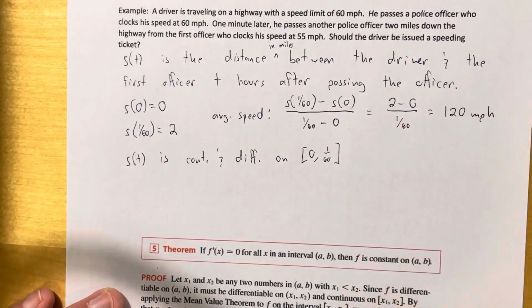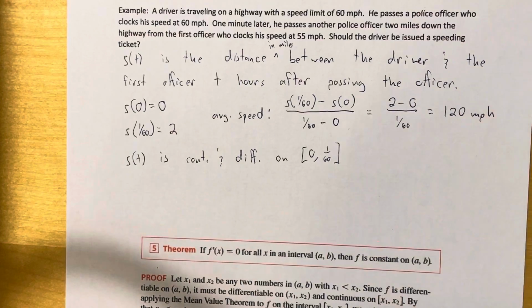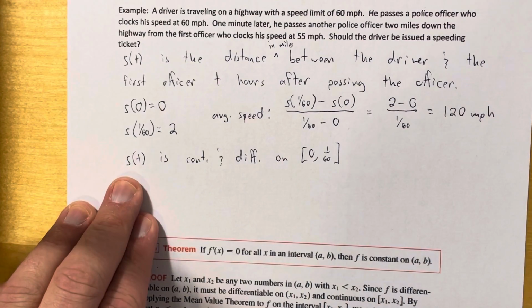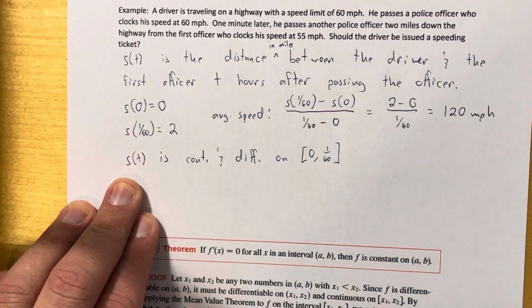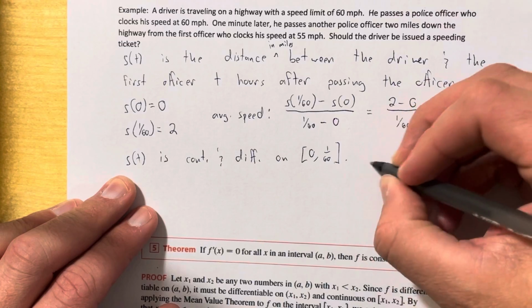The reason why that's the case is because we've talked about this before. Most functions that model something natural, like speed and distance, are continuous and differentiable by default. Because in order for them not to be continuous, say if it were to have a jump discontinuity, that would be like teleporting from one place to another in an instant. That doesn't happen, right? So it's okay to assume that S of t is both continuous and differentiable on this interval. That means that we can apply the MVT.